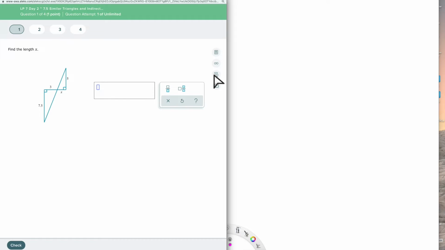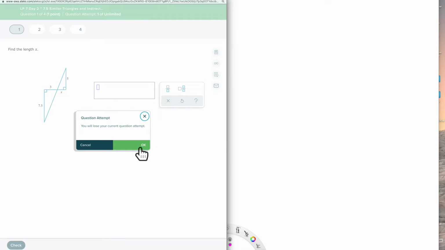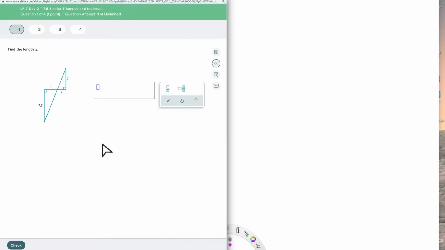On the side here, you can see sometimes there's a calculator. It's not always there, but right now we do have a calculator. Explanation, example, and message center. So explanation tells us we're going to lose our current question attempt because it's going to give us the solution or answer to this question. It's not going to give you the answer and then let you come type it in.